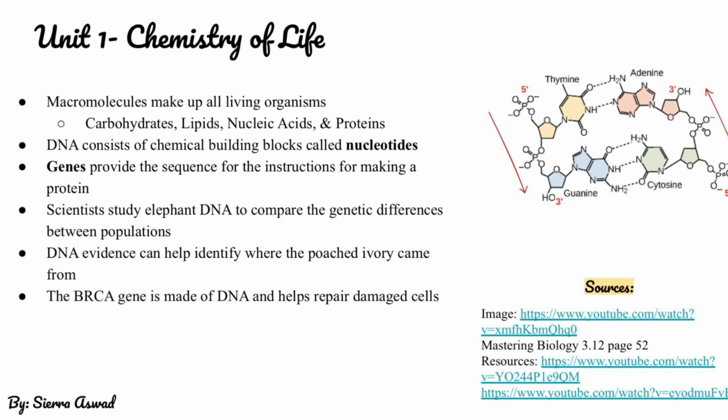Scientists analyze the chemical structure of elephant DNA to compare populations and trace poached ivory back to its origin. The BRCA gene is also made of DNA and helps repair damaged cells. Mutations in the DNA sequence can change how cells function and may affect the elephant's survival.